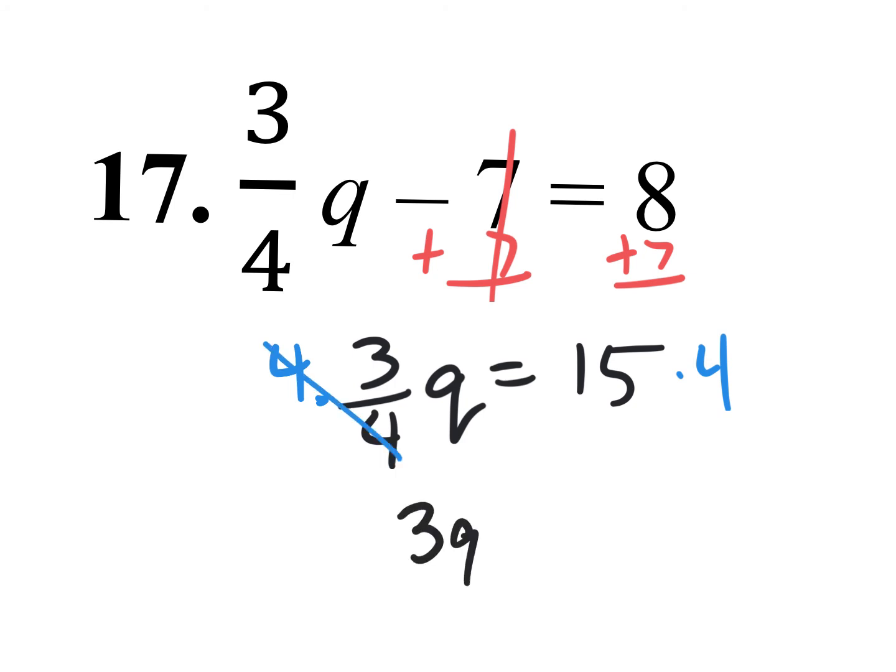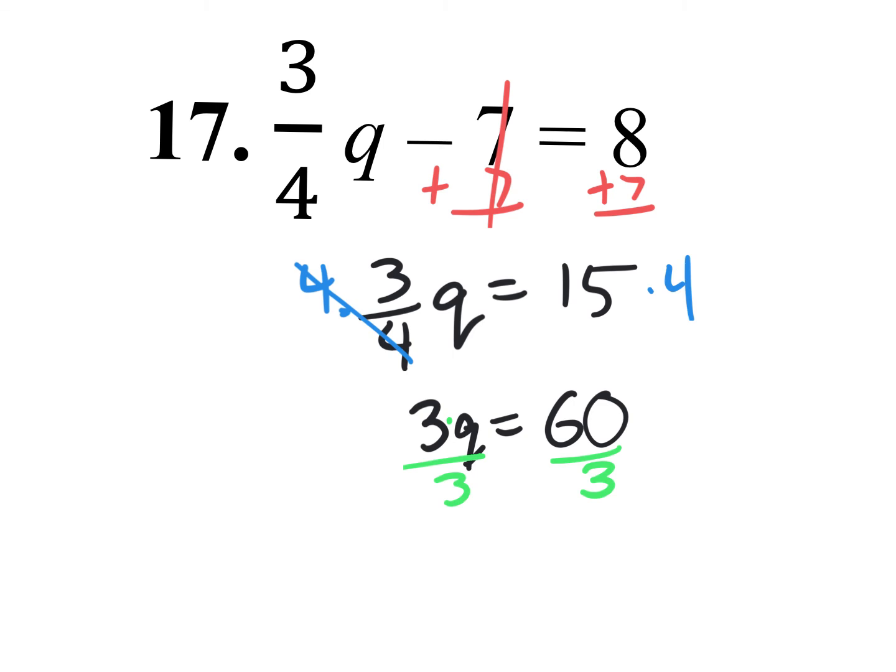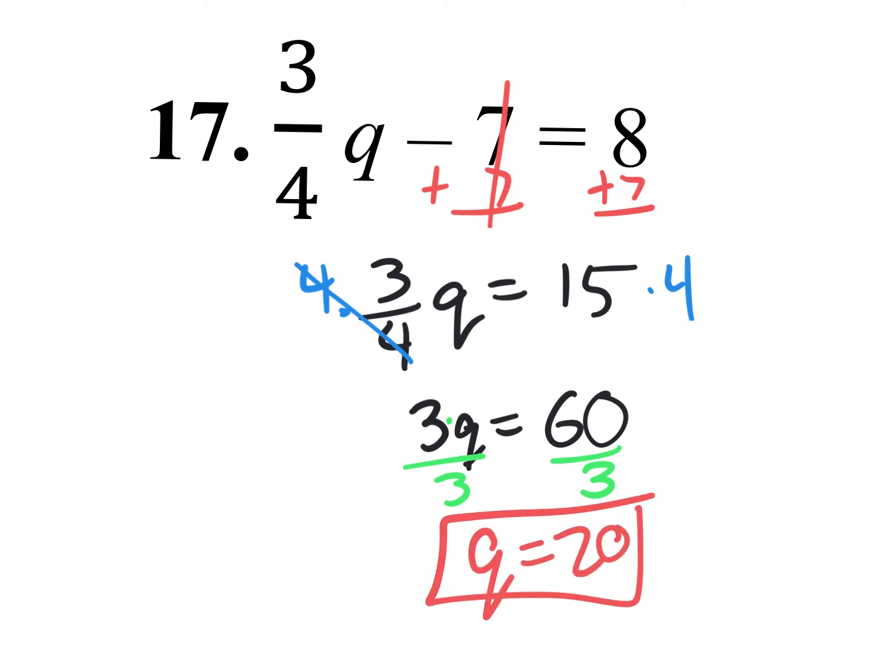What do I have left? I have 3q equaling 15 times 4. What's 15 times 4? That is 60. You could use a calculator, of course. And now we're at our final step here. Get rid of the multiplication of 3 in front of the q. You're going to divide by 3, and you'll get your final answer. q equals 20. Of course, the calculator is your friend.